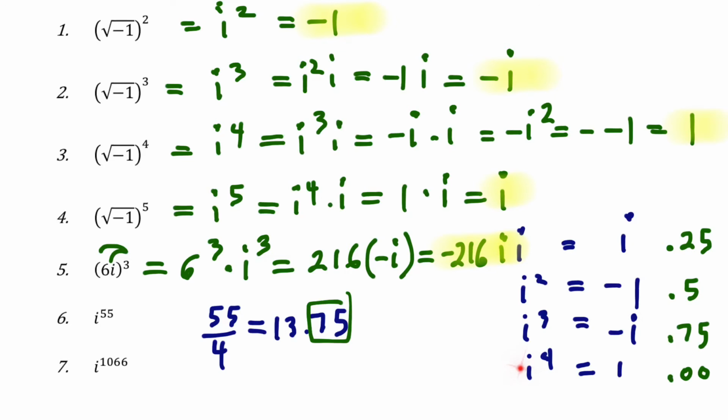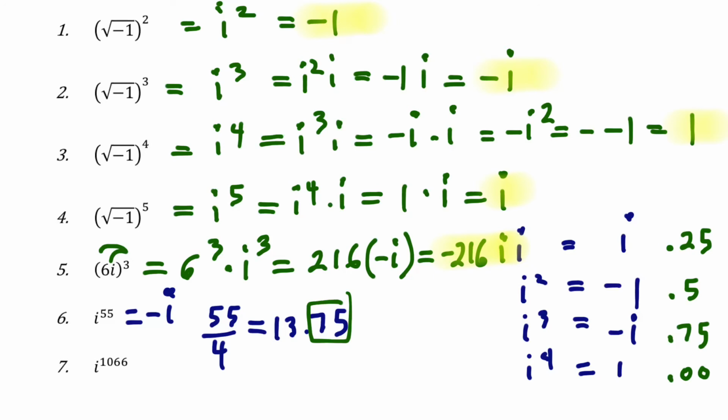But if you divide your power by 4 and look at the part to the right of the decimal, you can think about this in terms of money even. A quarter, 2 quarters, 3 quarters, and 4 quarters. 25 cents, 50 cents, 75 cents, $1. So the part to the right, if it's 0.25, your answer is i. And then so forth. Using this table right here, it works. So i to the 55 is equivalent to i cubed, which is negative i.